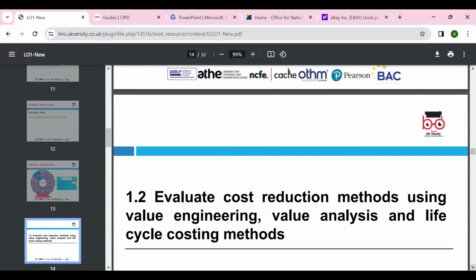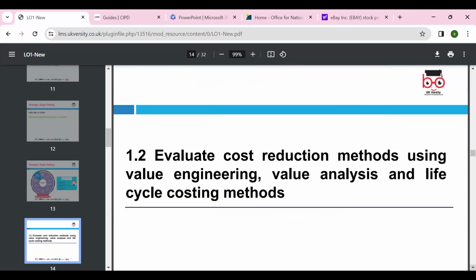Okay, let's move to 1.1, and we'll go to 1. Evaluate the cost reduction method using value engineering and life cycle costing.